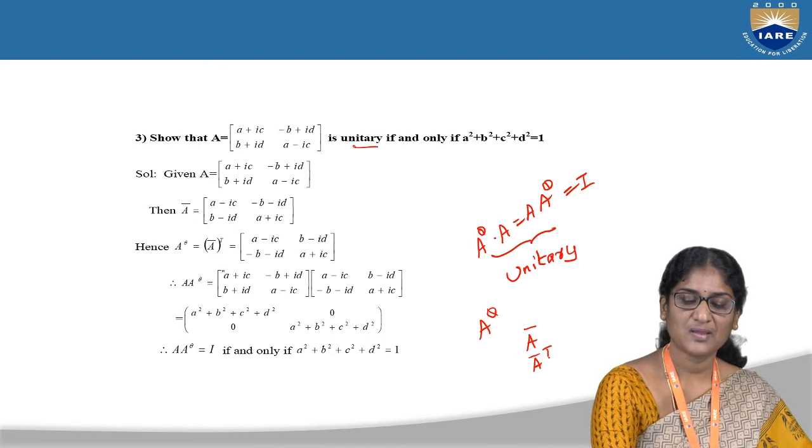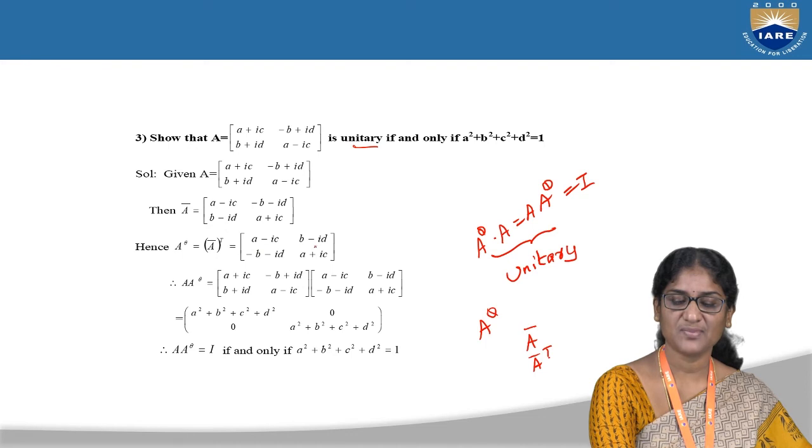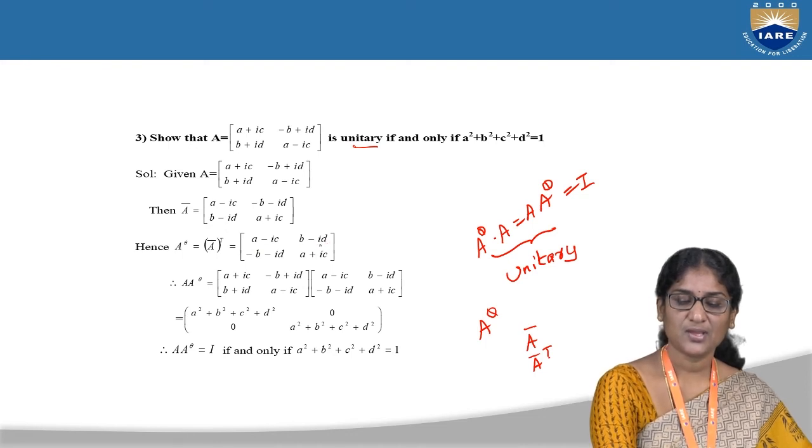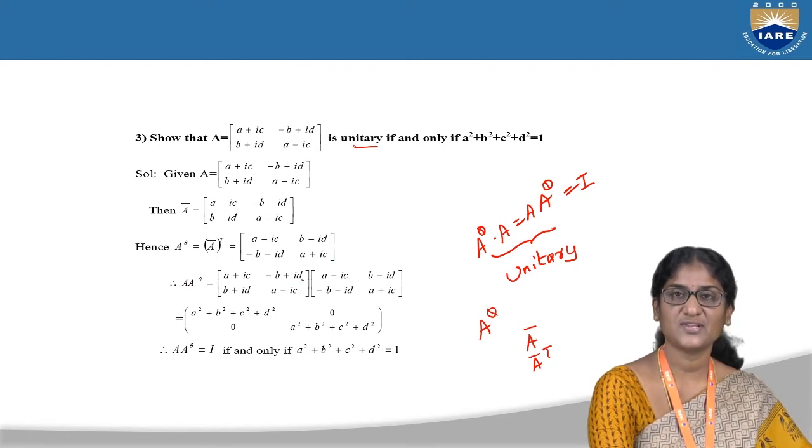So A bar value is [A minus iC, minus B minus iD; B minus iD, A plus iC]. So A to the power of theta, I got it as [A minus iC, B minus iD; minus B minus iD, A plus iC], right? That means interchanging the rows and columns. So the product of these two, I got as [A square plus B square plus C square plus D square, 0; 0, A square plus B square plus C square plus D square].